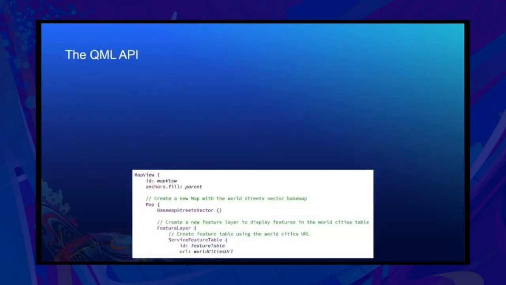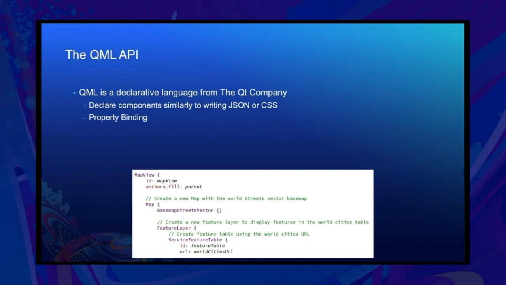So let's talk about the QML API a little bit more. QML is a declarative language from the Qt company. Declarative means that you describe your components. So instead of controlling the flow and exactly how things get initialized and in what order, you simply declare components with their properties, and then the engine will figure out how to resolve everything properly. You can see with the code snippet that it's very similar to JSON or CSS.